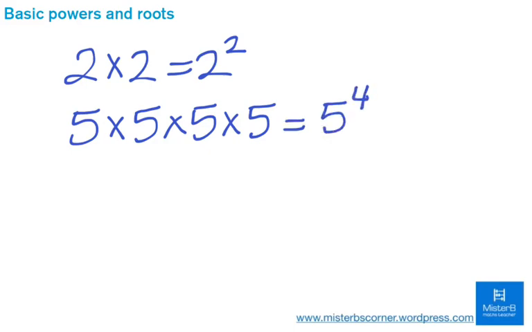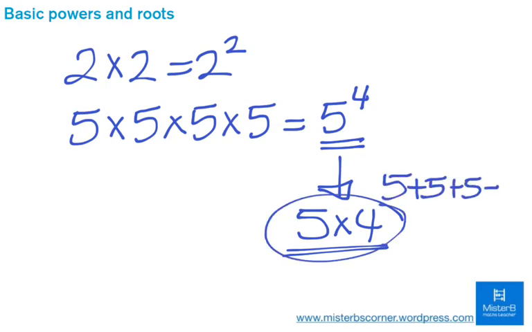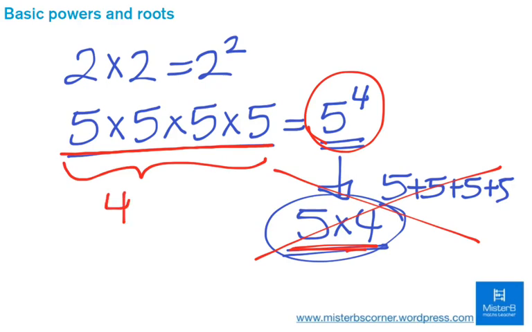Now, when we see this power notation, we almost always go with the understanding that this is 5 times 4. That is not correct. That would mean 5 plus 5 plus 5 plus 5, whereas you can see that we are multiplying the numbers. So please be careful. Do not consider 5 to the power of 4 as 5 times 4. That's wrong. It is 5 times 5 times 5 times 5. The 4 tells us that 5 is multiplied by itself 4 times.